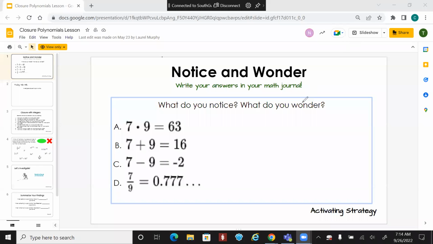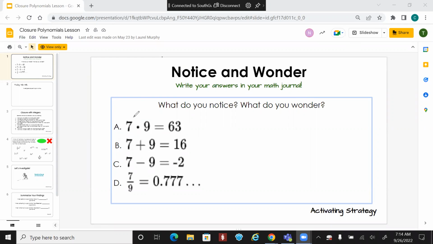To this lesson, and then we're going to move on to the next one. So what do you notice? What do you wonder? This first one says 7 times 9 equals 63. 7 plus 9 equals 16. 7 minus 9 is -2. 7 divided by 9 gives me 0.77. Are there any patterns or anything? Go ahead.